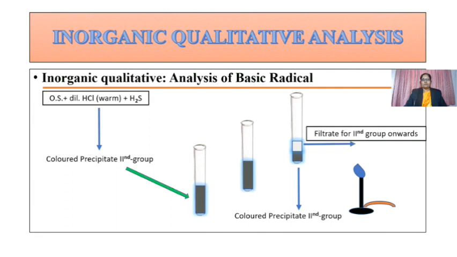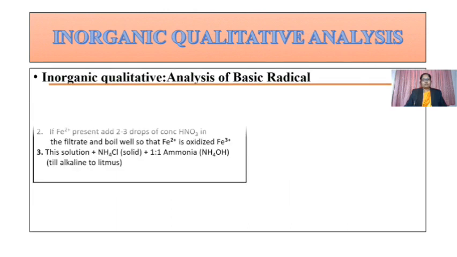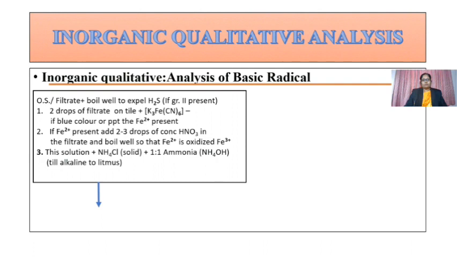Okay, now this is the third A group analysis. It includes 3 steps, and the reagents for the third A group are NH4Cl and 1:1 ammonia. You have to test it with alkaline litmus paper. The radicals present in this group are Fe, Al and Cr.